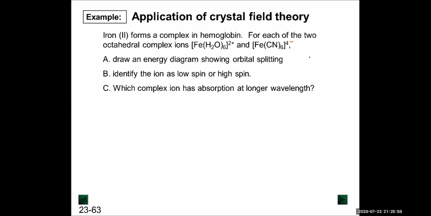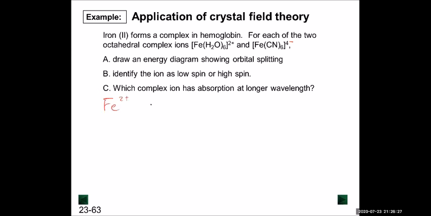So what is the energy diagram for these 2 complexes? I identify the ions as low spin or high spin, and which ones absorb longer wavelengths. So these are all under crystal field theory. To begin with, we need to find out what the electron configuration is for the iron 2 ion.